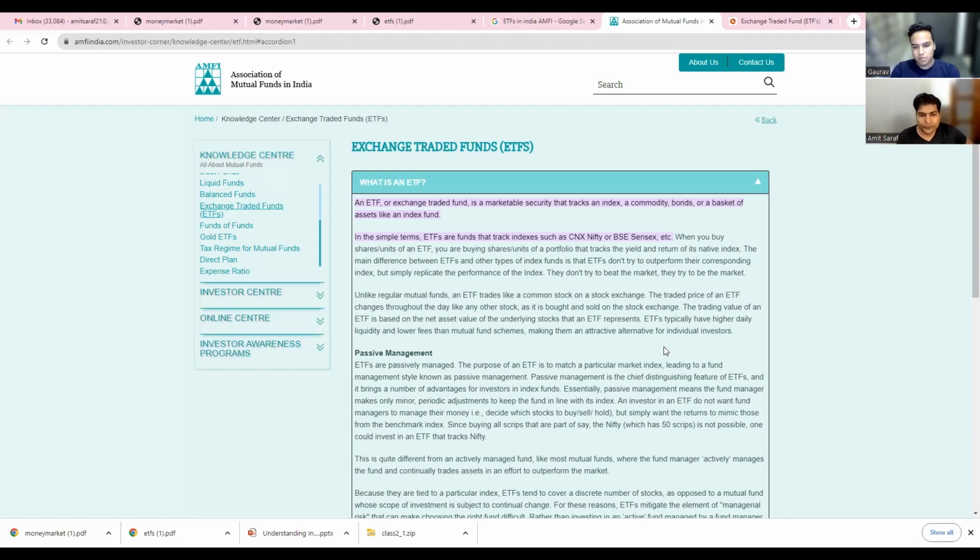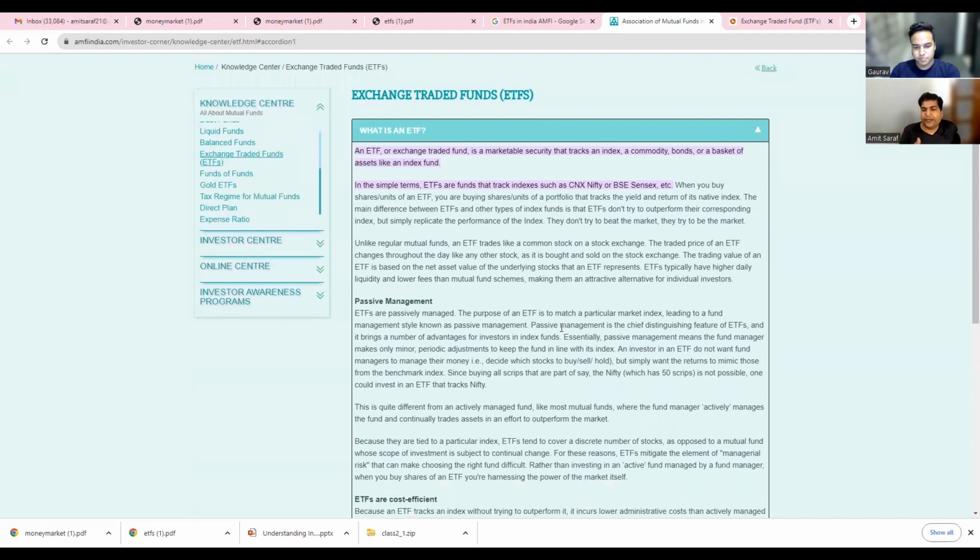So these are the 2-3 different factors: they are traded on exchanges, they are not trying to beat the markets, and they generally attract a lower amount of management fees as compared to mutual funds. Passive management: ETFs are passively managed, as I just said. The purpose of ETFs is to match a particular market index, leading to a mutual fund management style known as passive management. Passive management is the chief distinguishing feature of ETFs, and it brings a number of advantages to investors in an index fund. Essentially, passive management means fund managers make only minor periodic adjustments to keep the fund in line with the index. An investor in an ETF does not want fund managers to manage their money and decide which stocks to buy, sell, or hold, but simply wants returns that mimic the benchmark index.